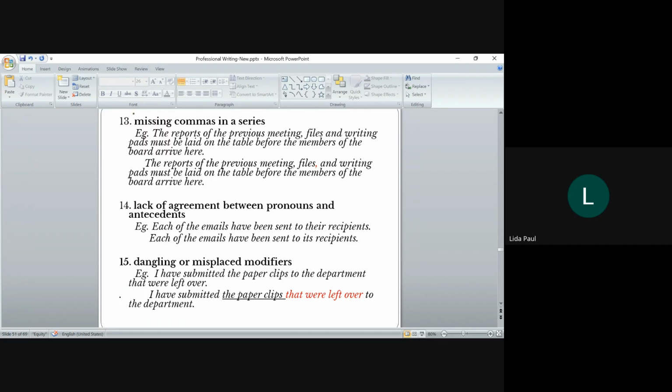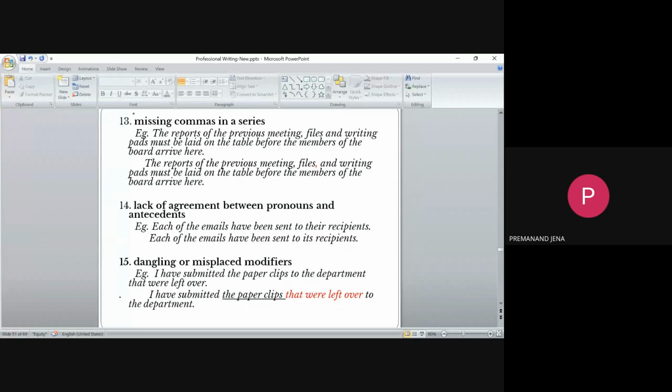Ma'am, in the first sentence, if it was written like "all the emails have been sent to that", then it would be correct, right? No, it's not right because see, each of the emails, right? We are referring to unit emails from the whole, talking about every single email, not all the emails put together.